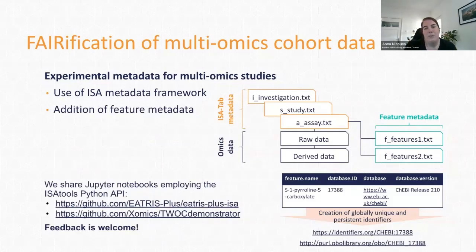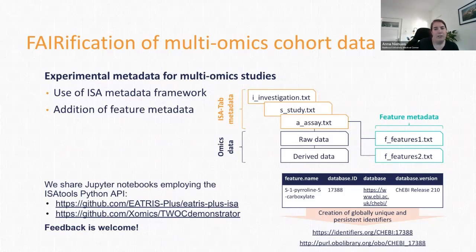So with the IATRIS Plus multi-omics cohort data, we aim to integrate processed data that is typically in a simple tabular format. And the ISA framework allows us to link each measurement to both raw and processed data files. While the ISA framework itself does not support addition of metadata for individual measured entities, the ISA metadata can be combined with feature annotation files. An example for this is the metabolite annotation file or MAF format that is used by EBI's MetaboLights repository, about which Claire is going to talk later.